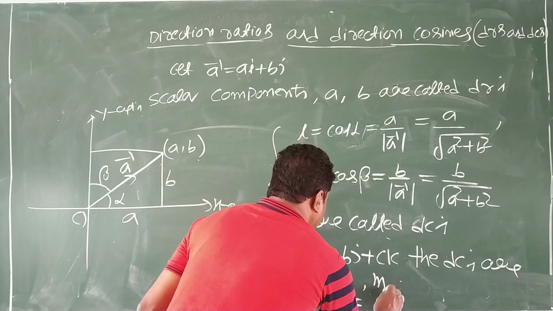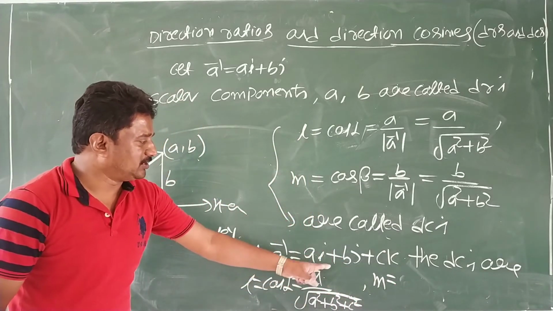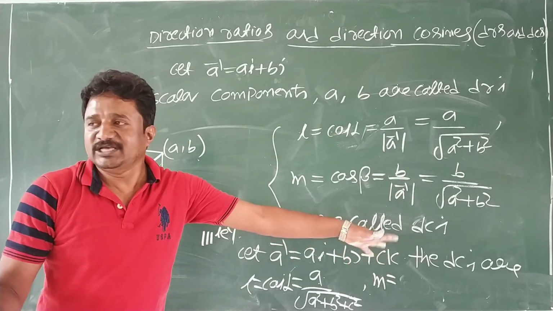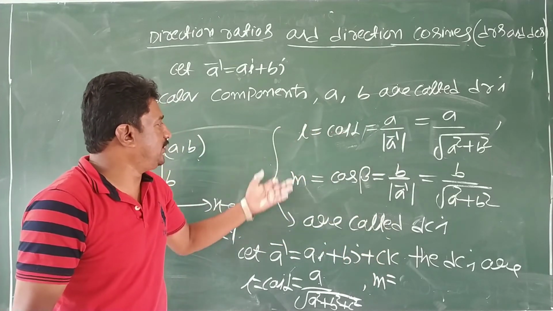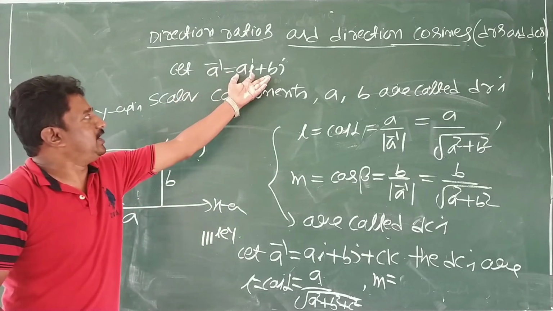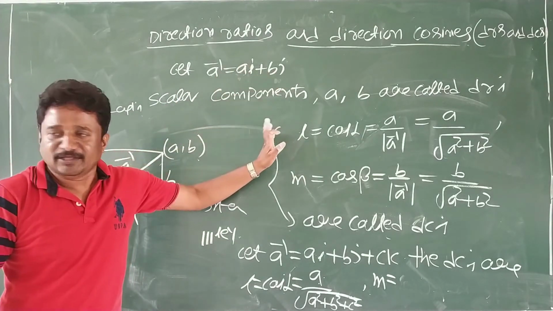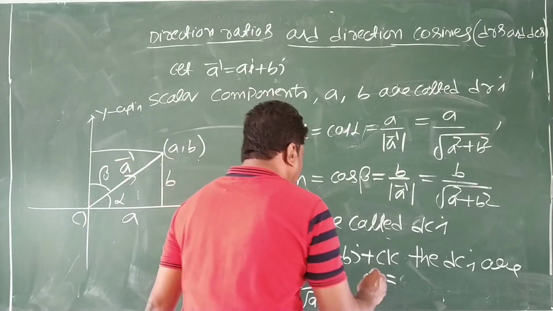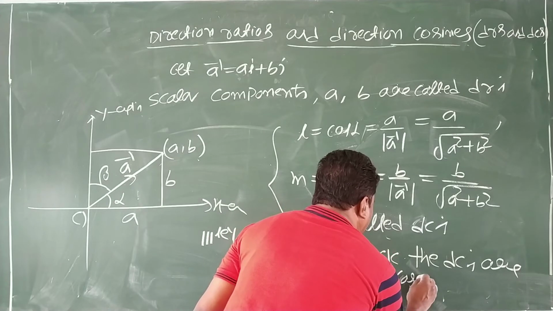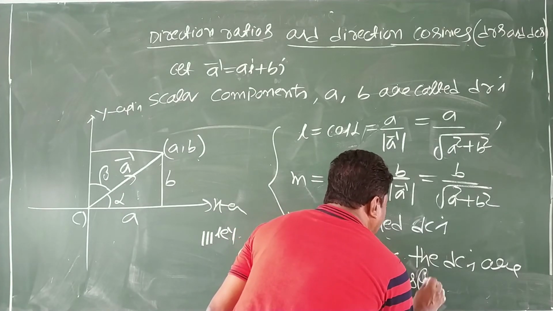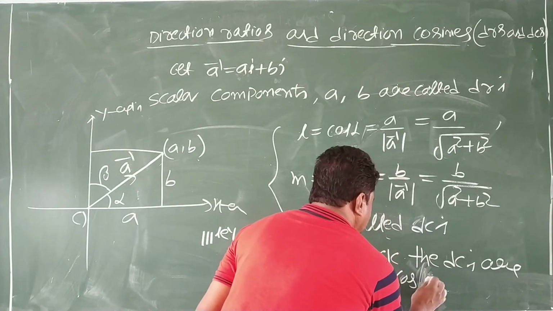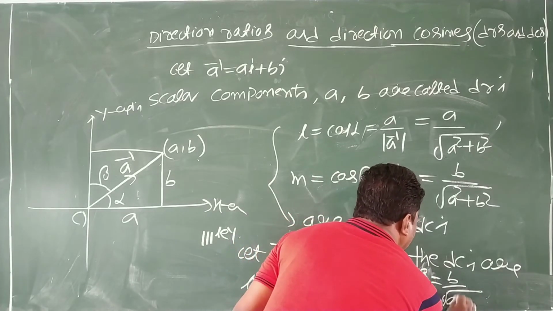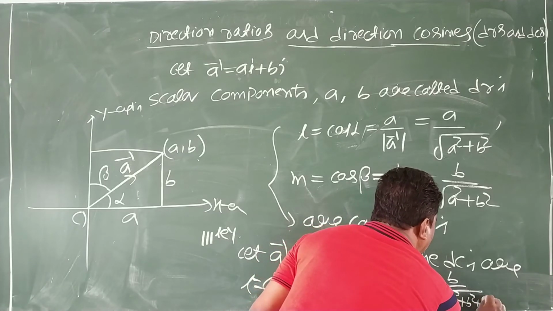Next, M equals B by the length. What are the DCs of vector A? A by, B by, C by. Here we have A, B, C. So M equals cos beta, which is equal to B by root of A square plus B square plus C square.